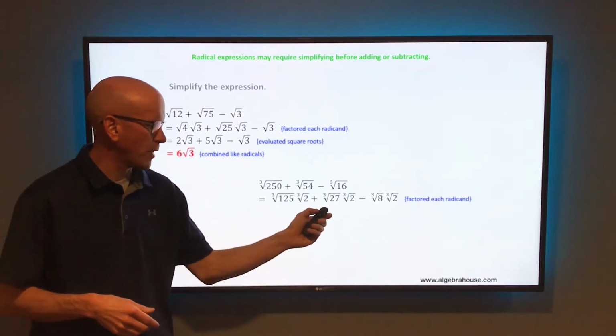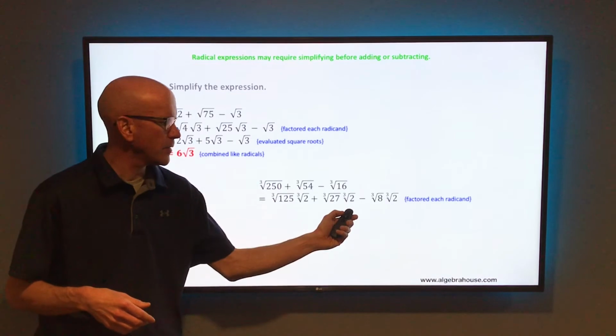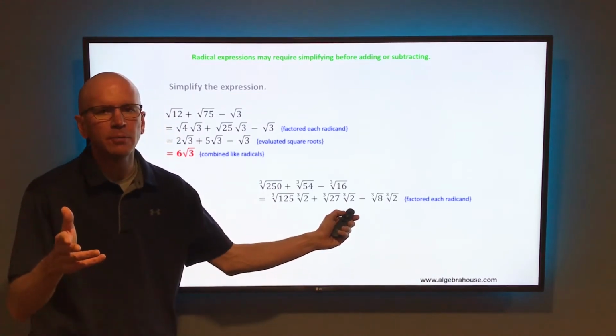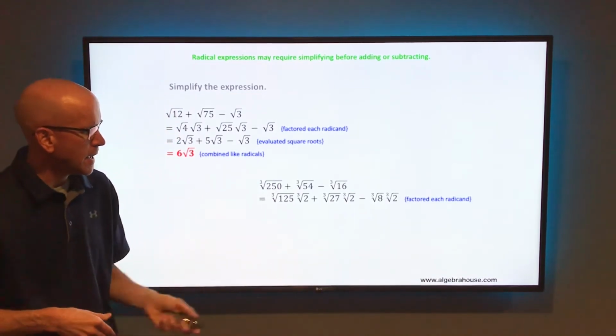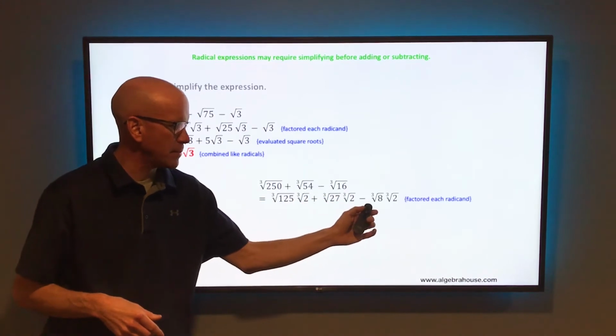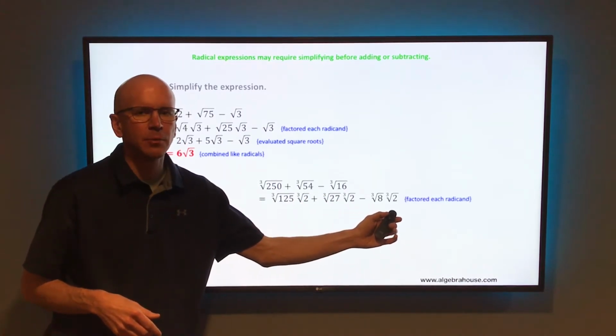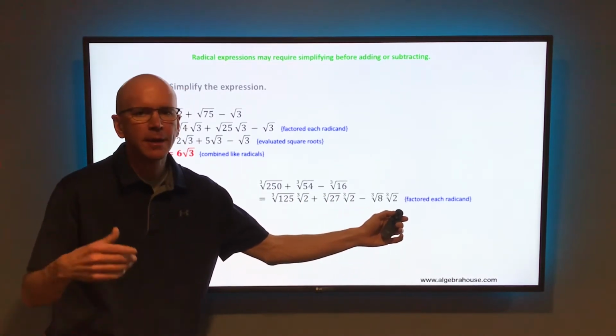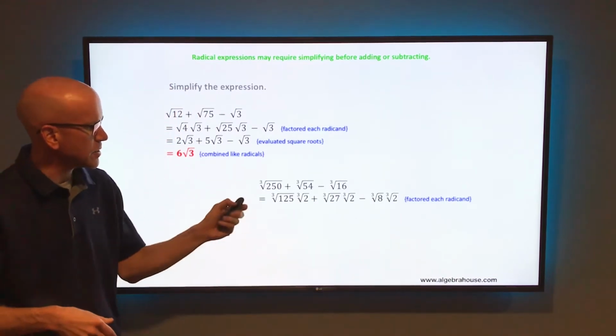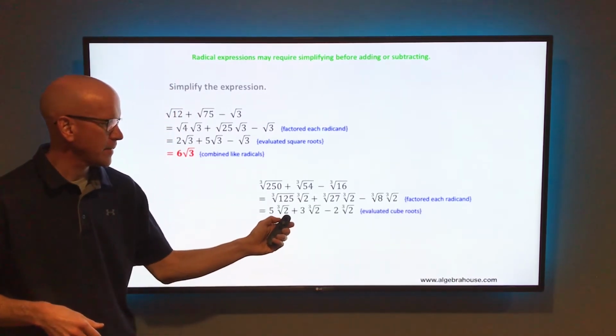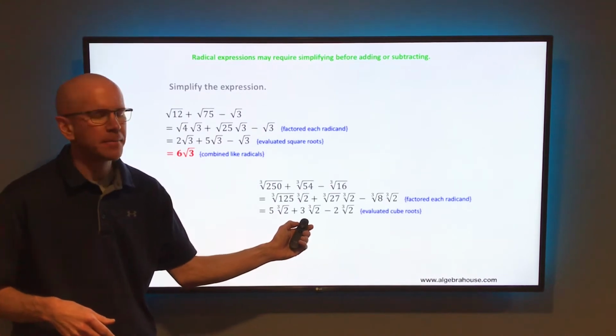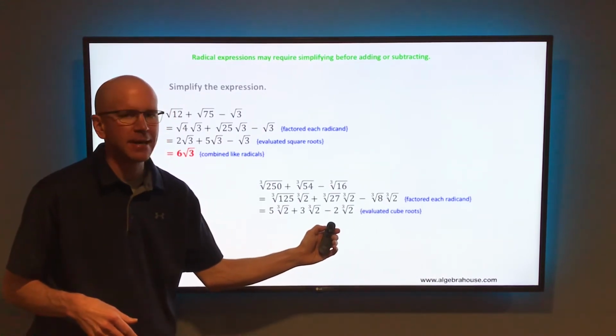The cube root of 54 will break into the cube root of 27 and the cube root of 2. 27 is a perfect cube, and 2 is what's left over. And on the end, minus the cube root of 16, that'd be minus the cube root of 8 times the cube root of 2. 8 is a perfect cube, and 2 is left over. So the cube root of 125 is 5. The cube root of 27 is 3. And on the end, the cube root of 8 is 2.